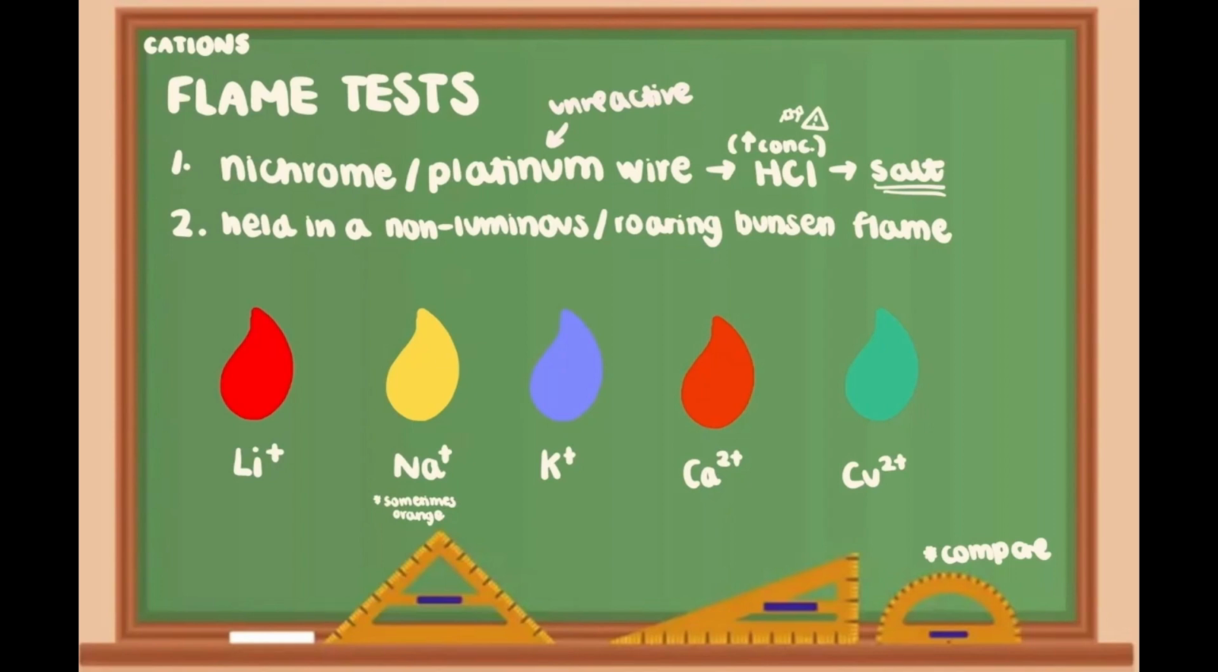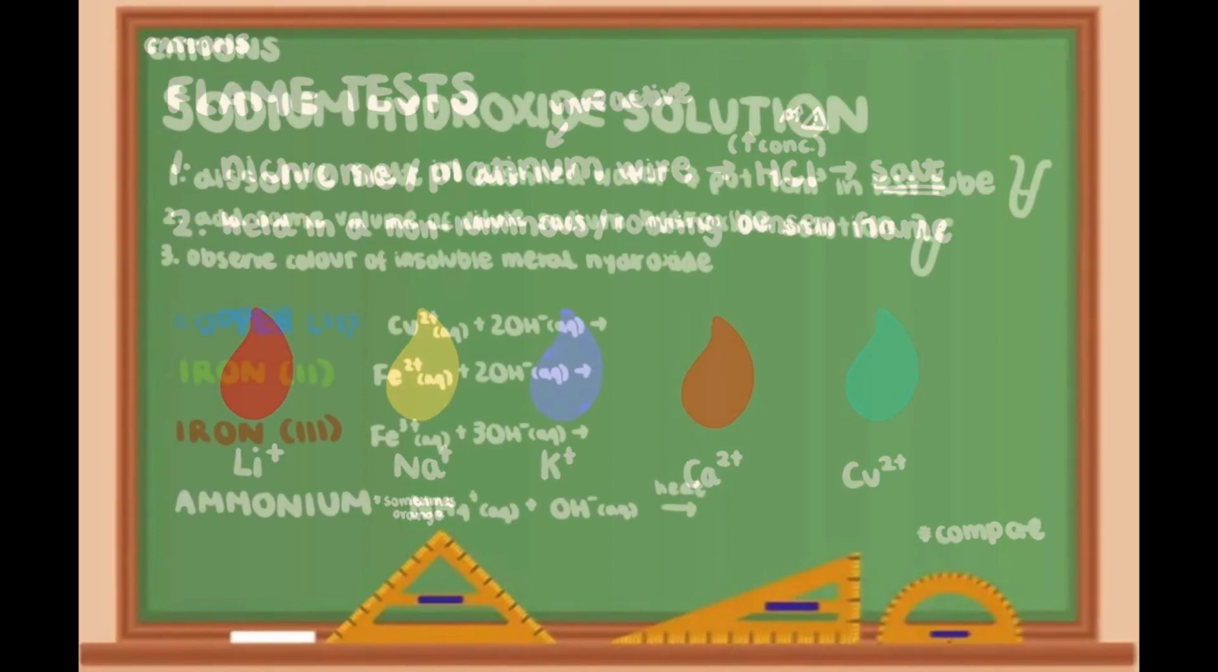Sodium is sometimes described as orange, but most of the time it's yellow. And also, some cations turn the same color. So strontium, for example, also turns red, but it's a different shade of red. So often what people will do is compare it to what they know is the exact shade, like they'll get a picture of what a lithium flame should look like and then compare that.